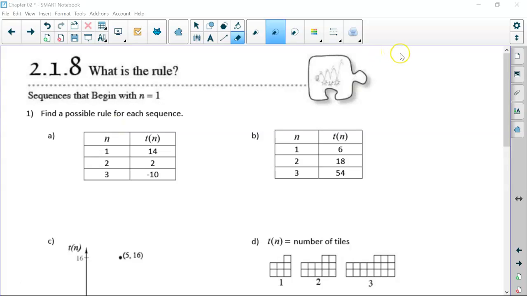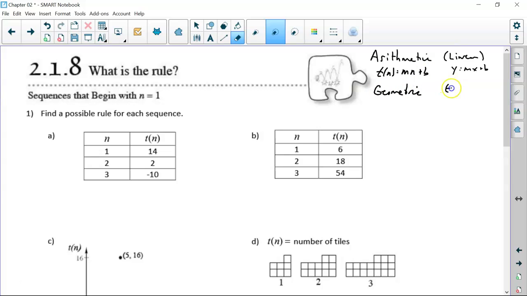Now, we have two types of sequences we're going to be talking about. Arithmetic, and that's our linear. So that's that y equals mx plus b. But when we're talking about sequences, we use t of n equals a times b to the n. Oh, excuse me, that's not right. It's t of n equals mn plus b.